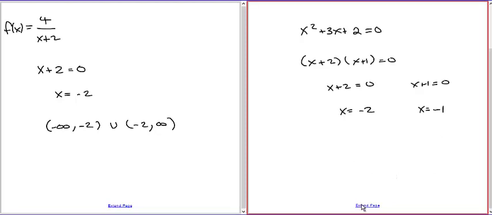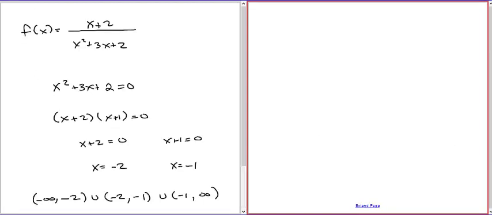So we would order these from most negative to most positive, and we have to have 3 parts. So you'd say negative infinity to negative 2, union with negative 2 to negative 1, union with negative 1 to positive infinity. Notice these are curved brackets, so it says I'm not including negative 2 and I'm not including negative 1. So those are rational functions.